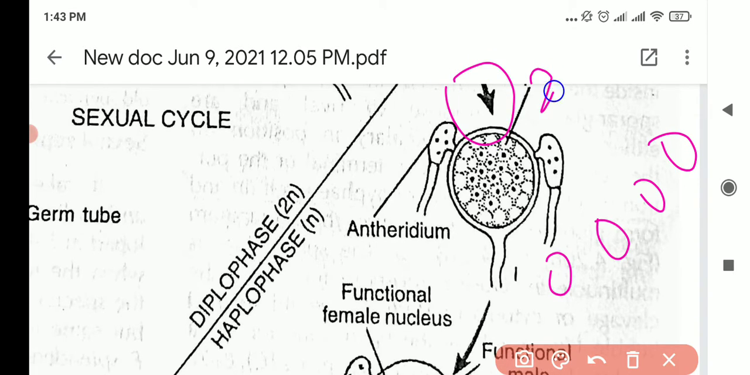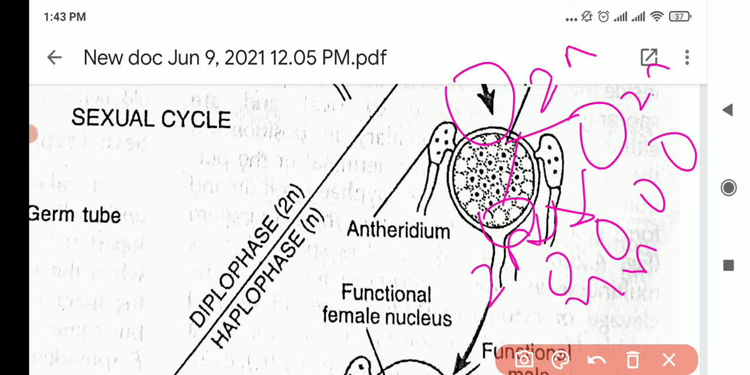Okay, let's start here. 2n, it divided. So again, this is 2n. Then reduction will happen, and here you'll get n. Here you're getting n. This one also gives you n, and it also gives you n. So you're getting four... what to say, megaspore mother cell or microspore mother cell. These terms, let me use a simple term: 4 pre-eggs or 4 pre-antherozoids.